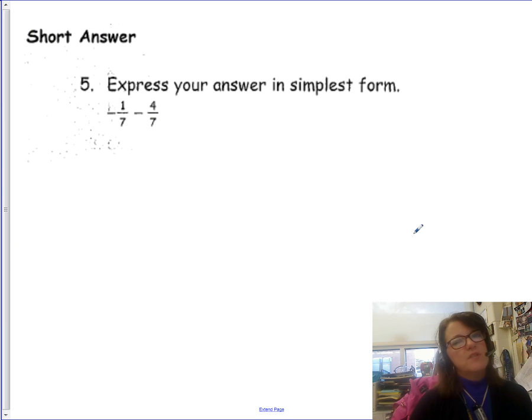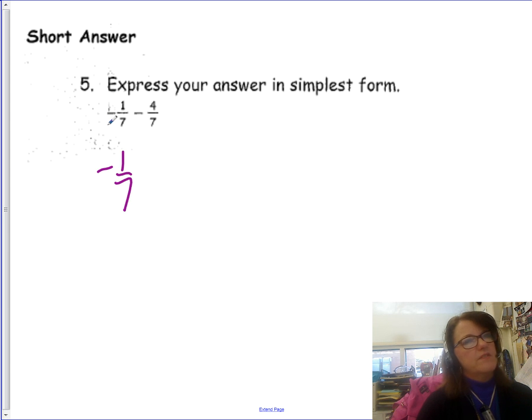Okay, answer in simplest form. Now, it's not just fractions. We also have some negative business going on here. So I have negative 1/7. It's kind of hard to see that. And then it says minus 4/7.